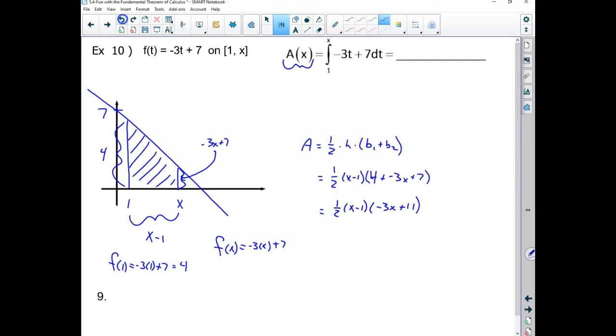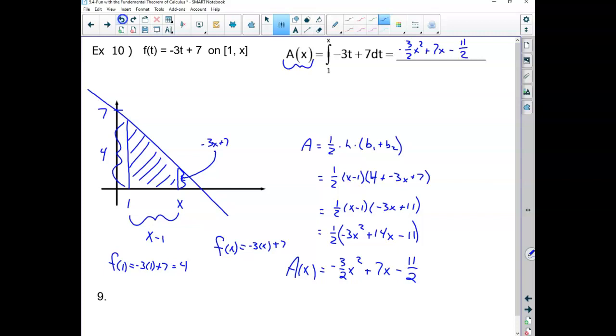And I can't really distribute that half in there very fancy at all. So I'm going to say this is going to be 1/2 times negative 3x squared plus 14x minus 11. And I distribute the half. That's going to give me negative 3/2 x squared plus 7x minus 11/2. This is my area function. So this is negative 3 over 2 x squared plus 7x minus 11/2.